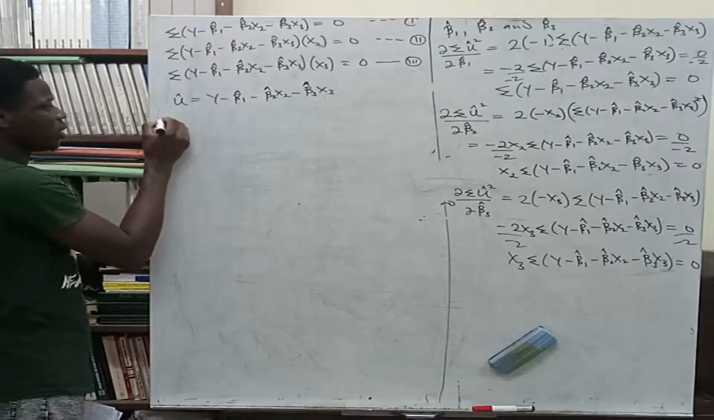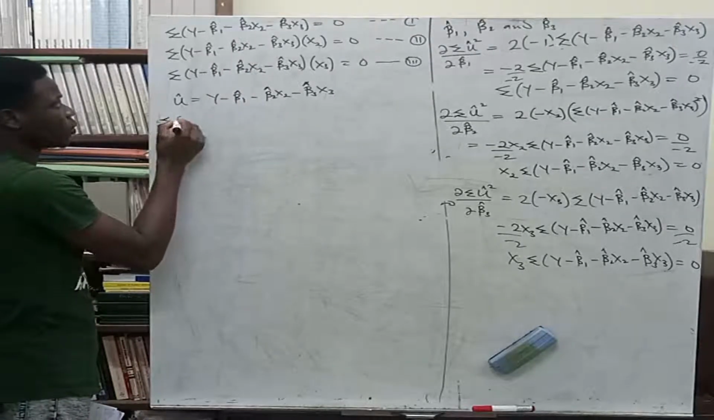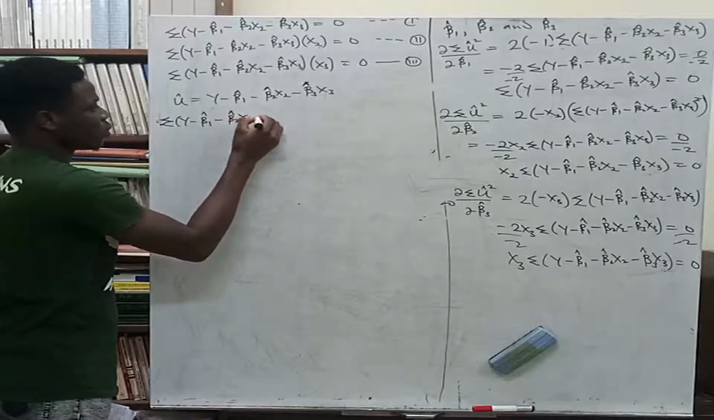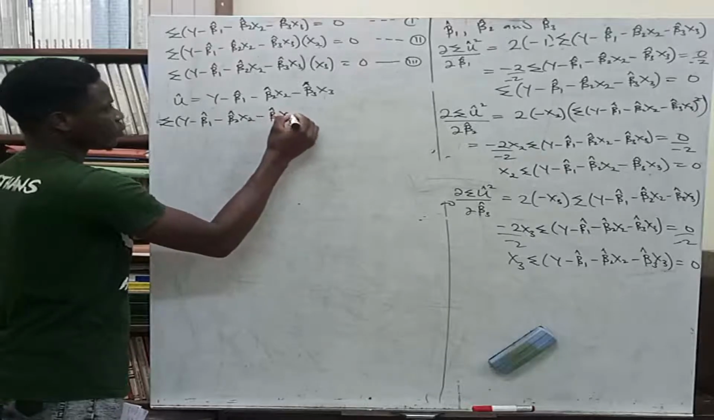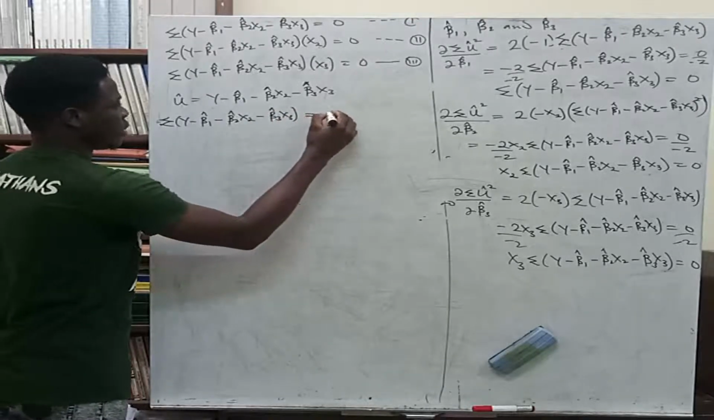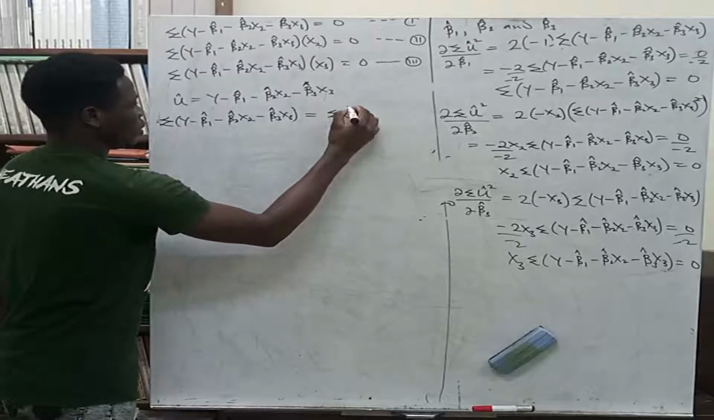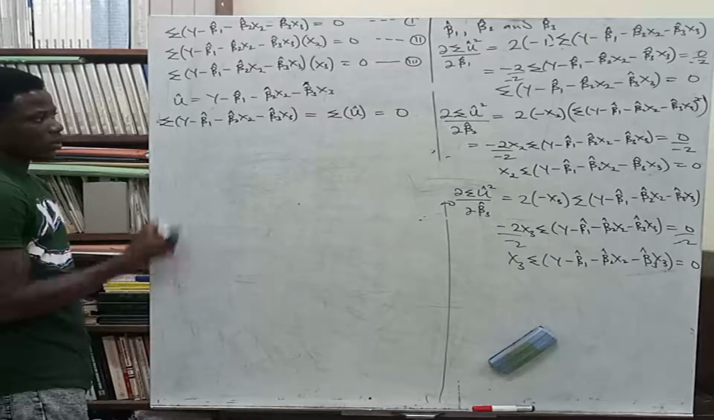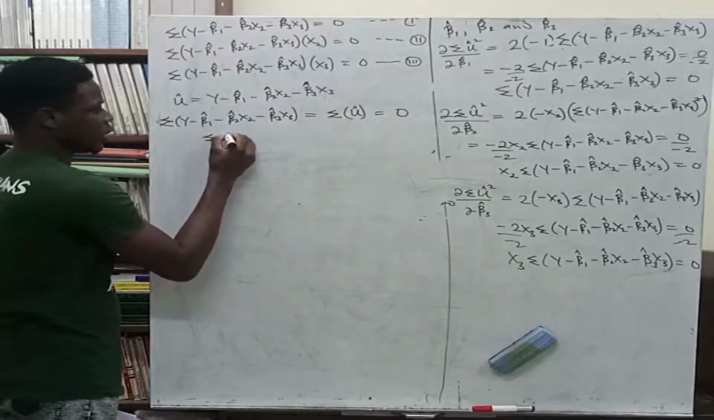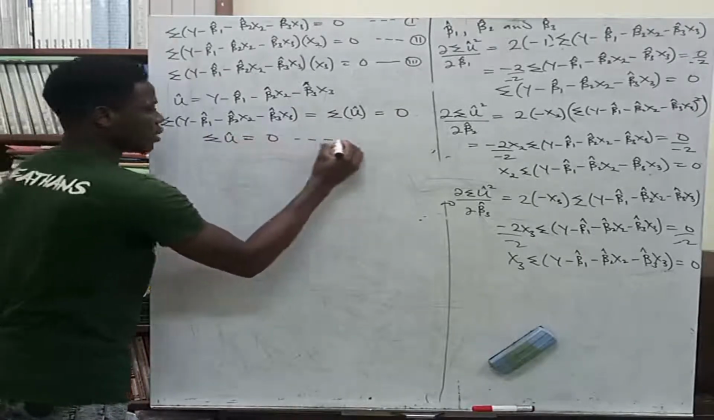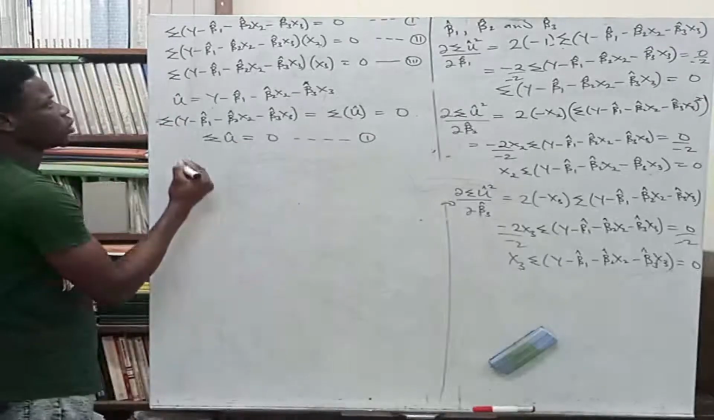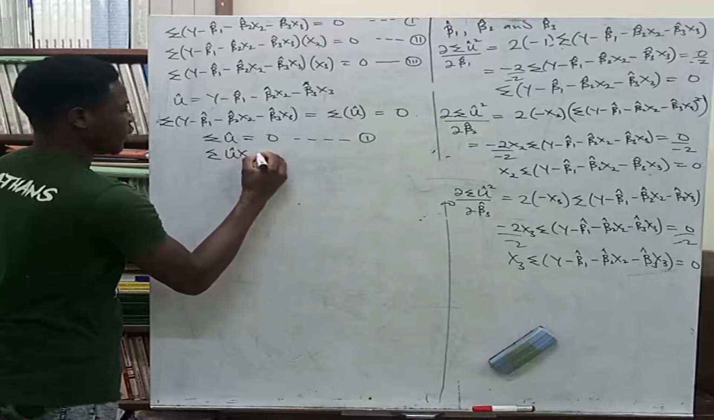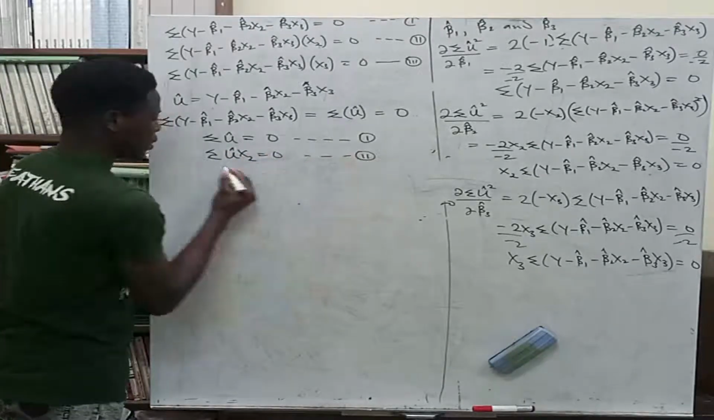So we can just say summation y minus beta 1 minus beta 2 x2 minus beta 3 x3 is the same thing as summation u equals 0. So I'm basically saying summation u is equal to 0. That's the same thing as equation 1. Then in equation 2, summation u x2 is equal to 0. Then in equation 3, summation u x3 is equal to 0.